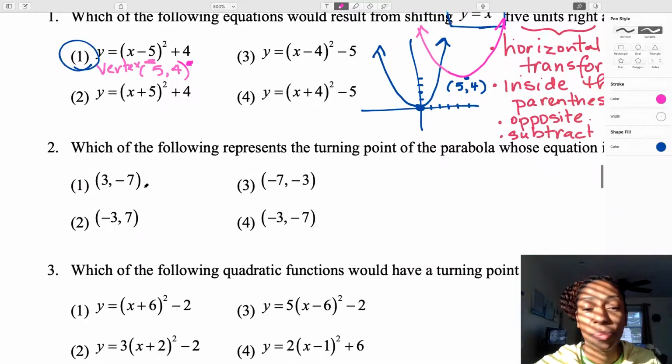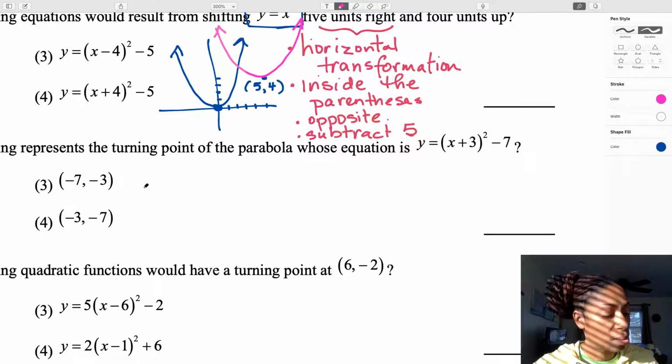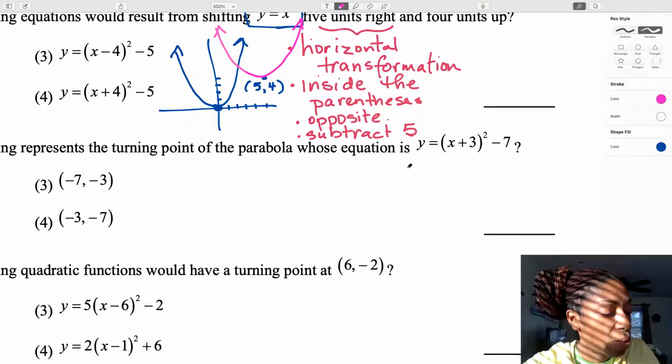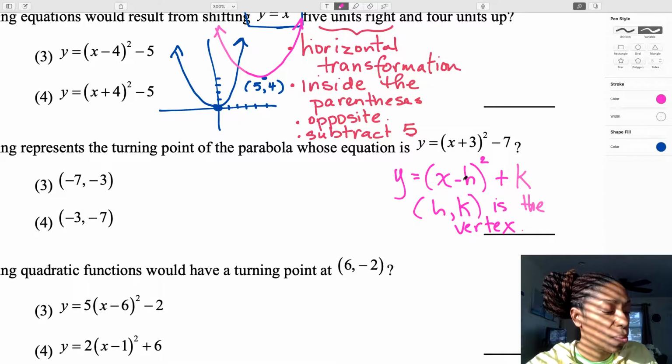Let's try number 2. Which of the following represents the turning point of this parabola? Oh, we just talked about that. So vertex form is y equals x minus h squared plus k, where (h, k) is the vertex. So here, my h is -3. And the k is -7.